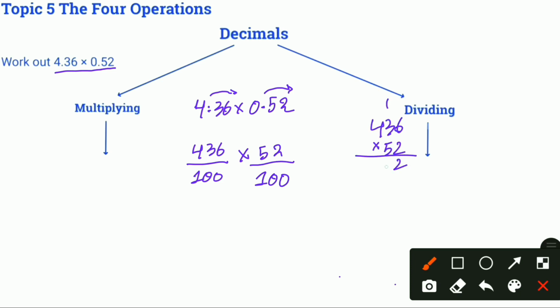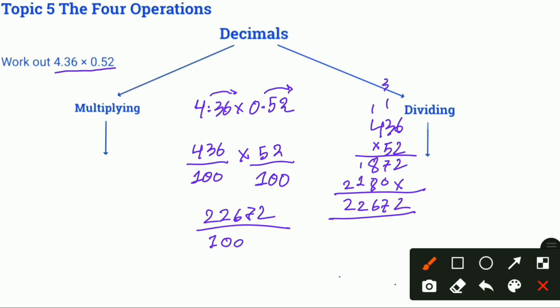6 2s are 12, 3 2s are 6, 4 2s are 8, 5 6s are 30, 3 5s are 15, 5 4s are 20. So 22672 is the answer. So 22672 upon 10000. So 1 2 3 4, 1 2 3 4. Okay, so the answer is 2.2672. Okay, this is multiplying. Now let's look at dividing.